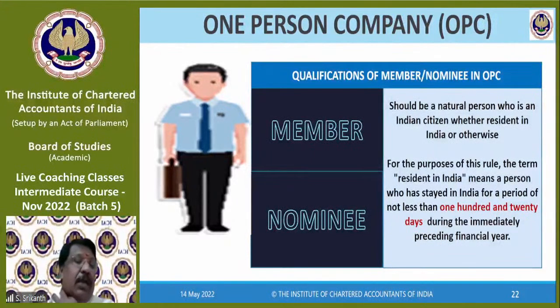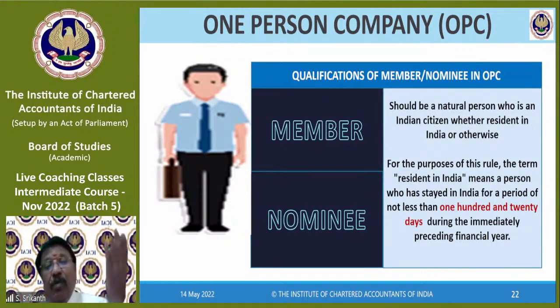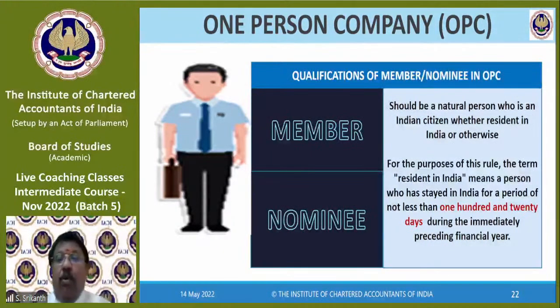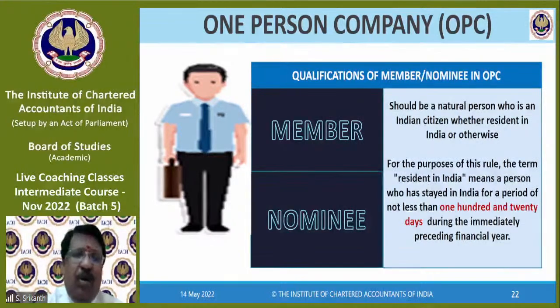Note the difference. Somebody may stay in India for more than 182 days. They are resident. They may not be a citizen. Somebody may be a citizen, means holding an Indian passport, but not staying in India for more than 182 days. He might be in the US. He is an Indian citizen. So an OPC can be formed only by an Indian citizen, but he may be a non-resident. Actually, most OPCs are formed by Indians who are in the US. They are not yet US citizens. Still they are Indian citizens, green card holders, whatever.